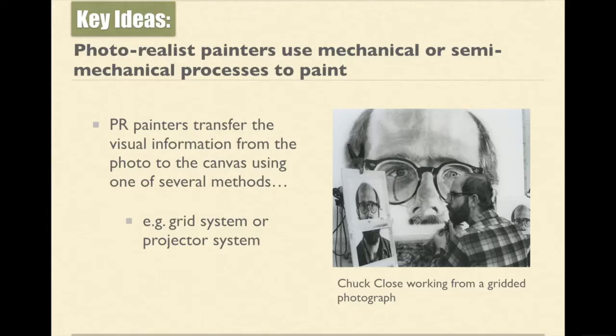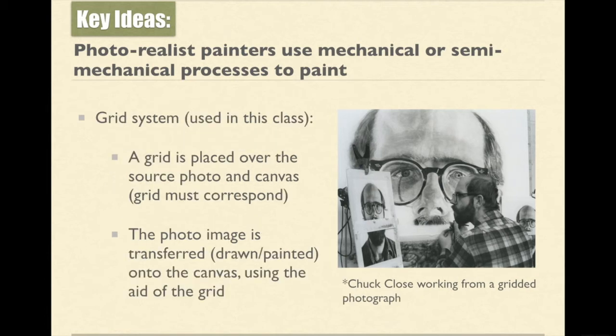So another key idea is that photorealist painters use mechanical or semi-mechanical processes to paint, and they use these processes to transfer the visual information from the photograph to the painting. And there's two methods that are most popularly used. One is a grid system, and the other is a projector system. And here's a picture of Chuck Close using the grid system. Okay, so the grid system is the system that we're going to be using in this class.